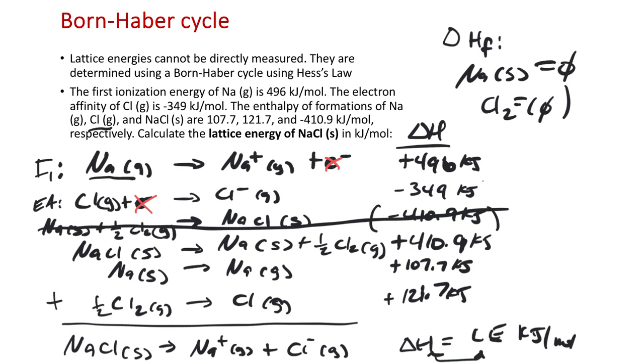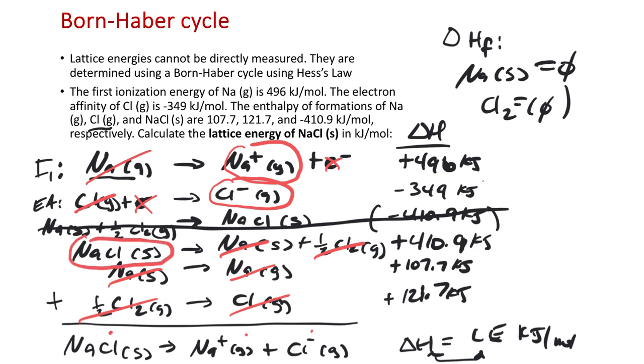And so I already canceled out the electron. Sodium gas with a positive charge and chloride with a negative charge don't cancel. That's good because they're in the right spot. Sodium gas cancels sodium gas. Chlorine gas cancels chlorine gas. And then sodium solid cancels sodium solid. And then 1/2 Cl2 cancels 1/2 Cl2. And then NaCl solid isn't canceling, and that's good because that should be on the reactant side.